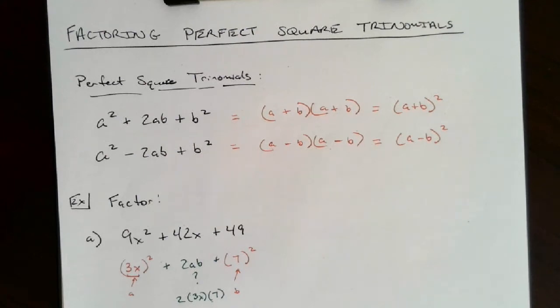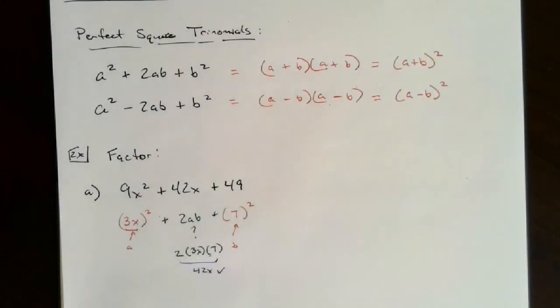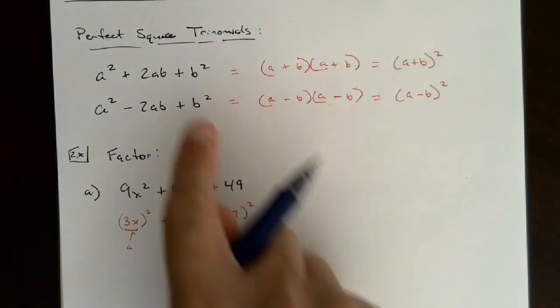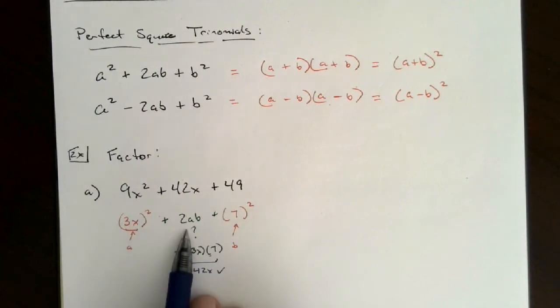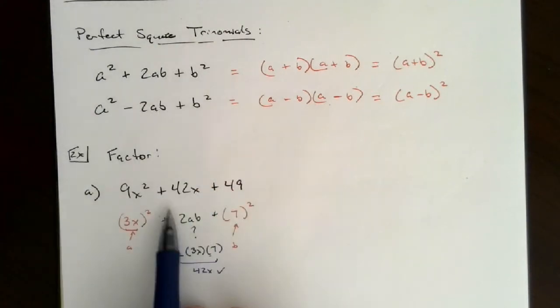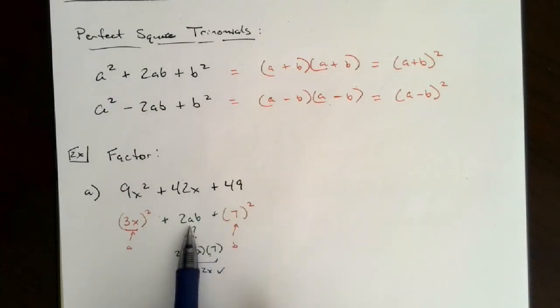We've got 2 times 3x would be 6x times 7. So this does come out to 42x. So it checks out. So that's how you know that you have this form up here. Remember, we know it's plus because the middle term is plus, but that's how you know that you have a perfect square trinomial. It fits the format. The first and last terms are perfect squares, and the middle is equal to 2ab. We checked it equals 2ab, so we got it.